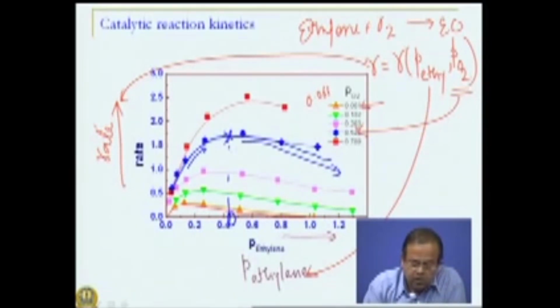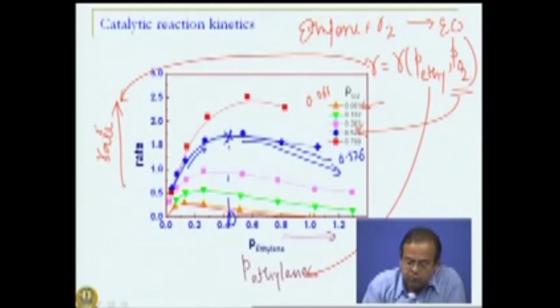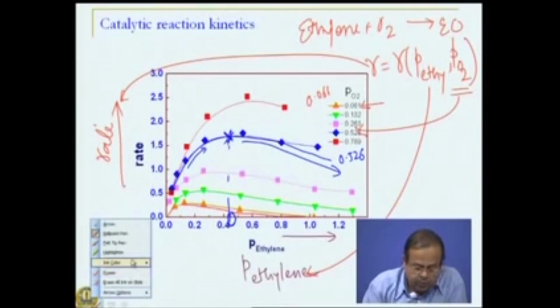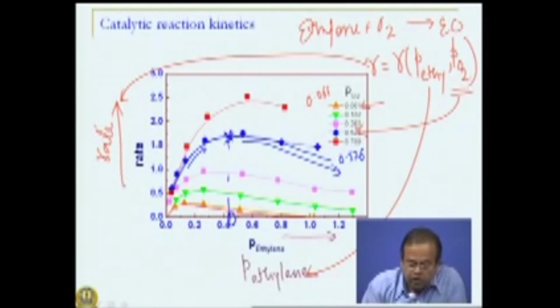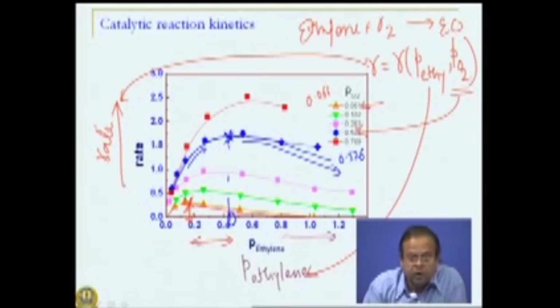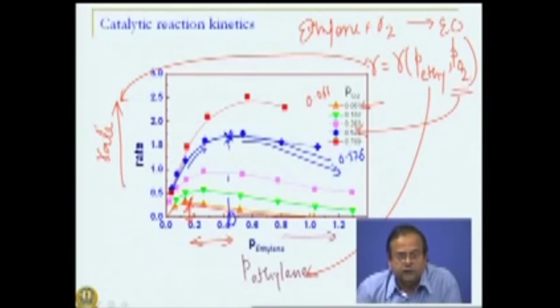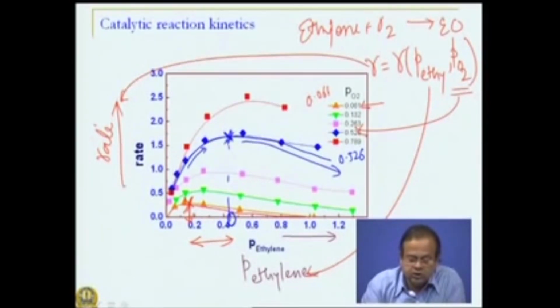For example, for partial pressure of 0.526 of oxygen, this is where the peak is occurring, but if the partial pressure is 0.06, this is where the peak is occurring. So, this peak itself is also shifting where the rate is maximum. That is an interesting kinetics. We will try to find out how this kinetic effect comes about.